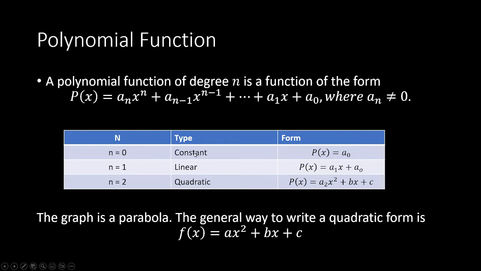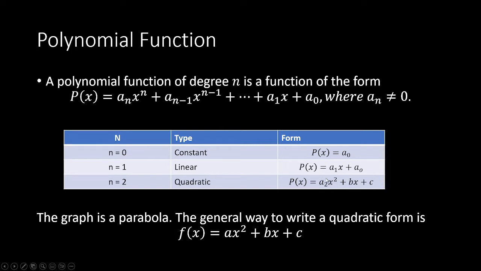If n equals 1, we look at the last two terms. It's a linear function. So think about y equals ax plus b, where ax is, in this case, a sub 1 x, and b is a sub 0. That is a linear line. The other one we are familiar with is when it's quadratic. That means n is 2. So it has some leading coefficient, some number, times x squared plus bx plus c.